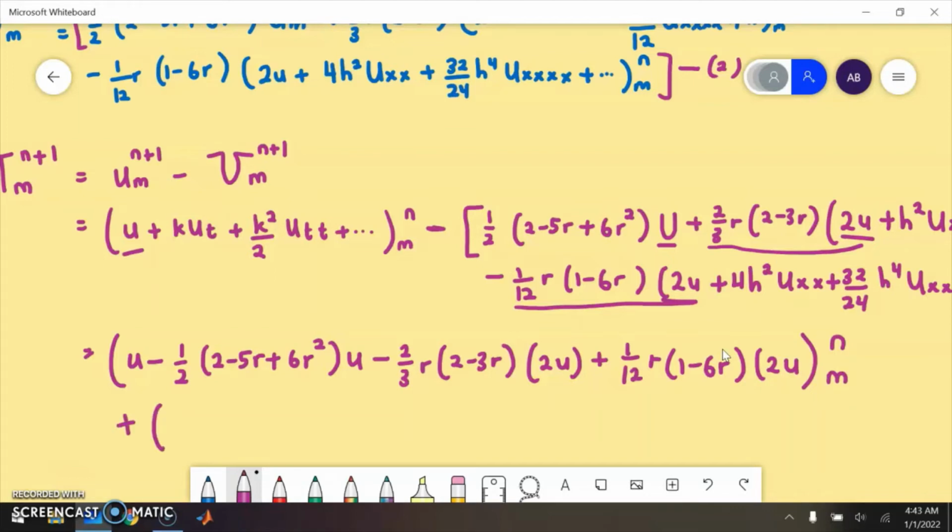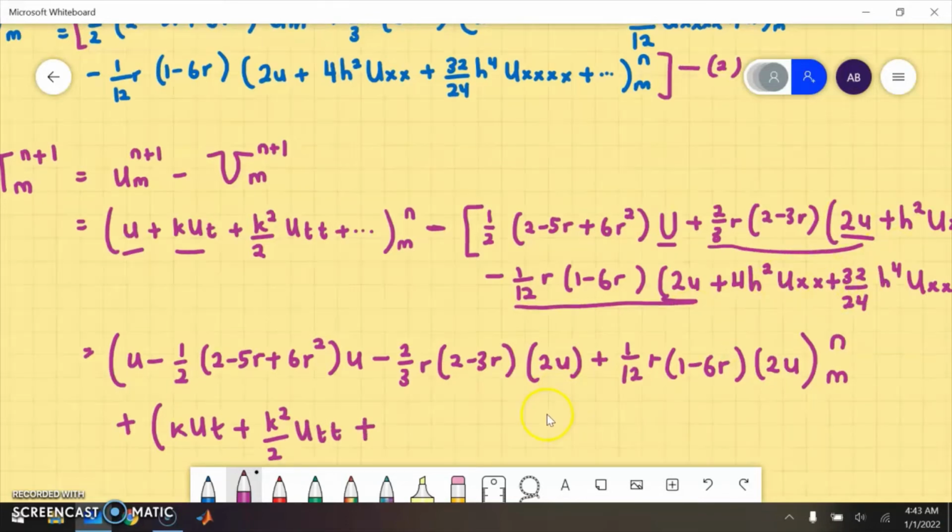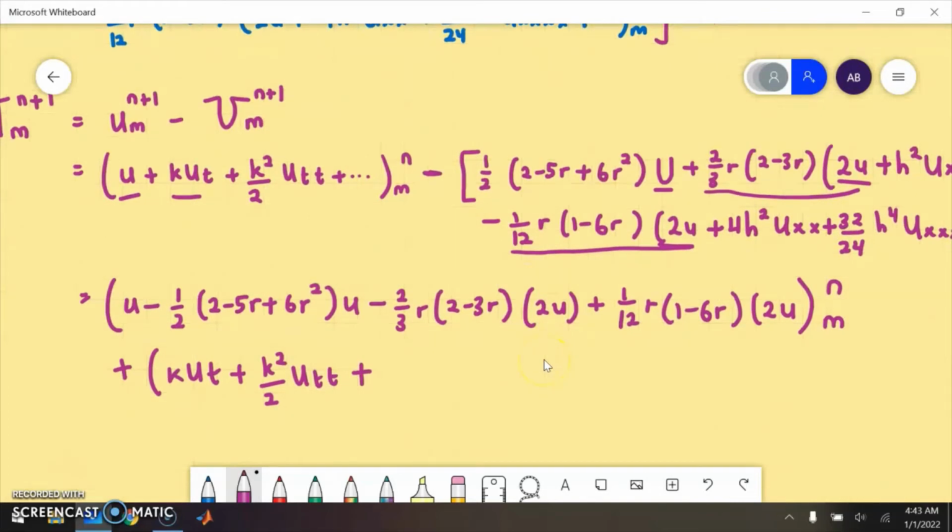Plus, I have k u_t plus k²/2 u_tt plus whatever the next term. And then we have to look at this. Okay, this is done. Whatever is done, I'm just going to cross it out.